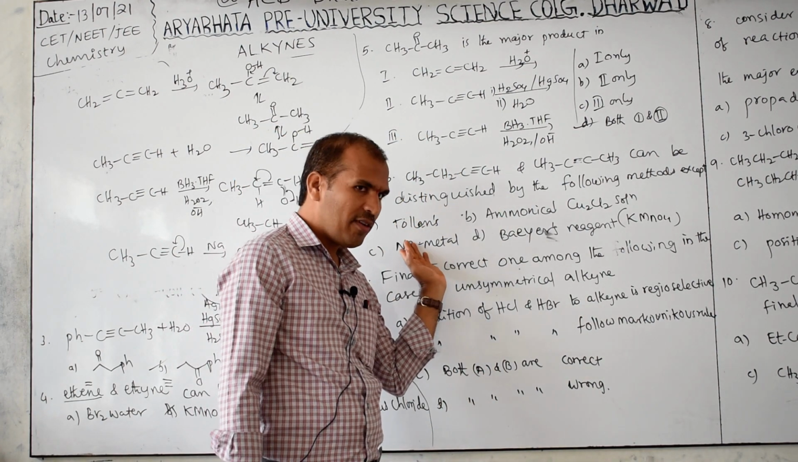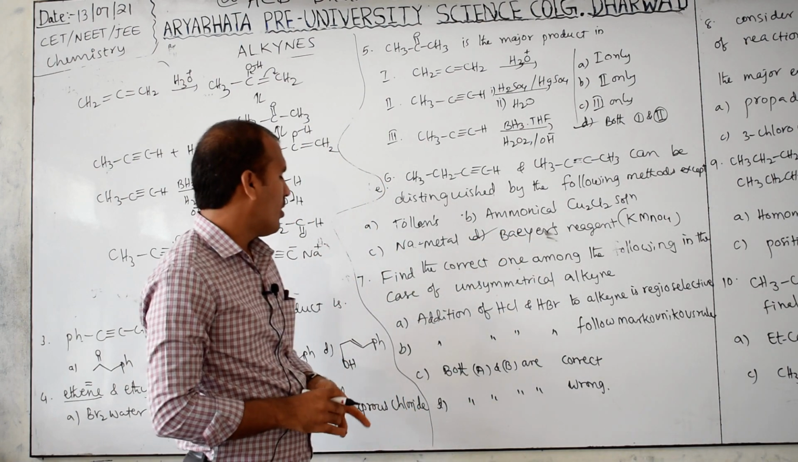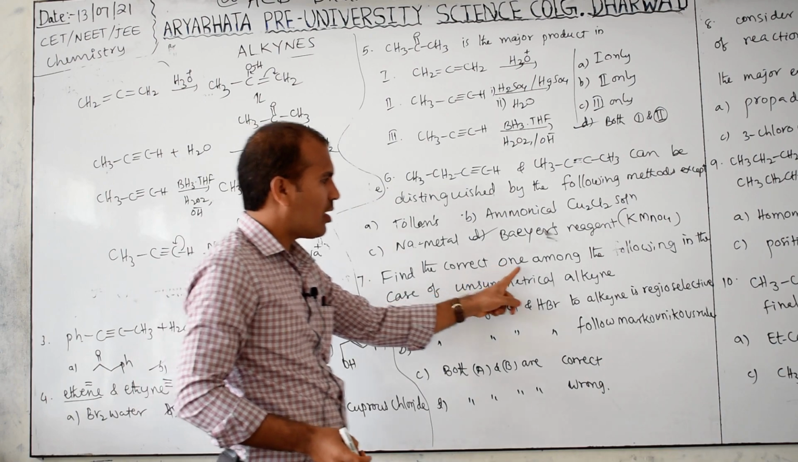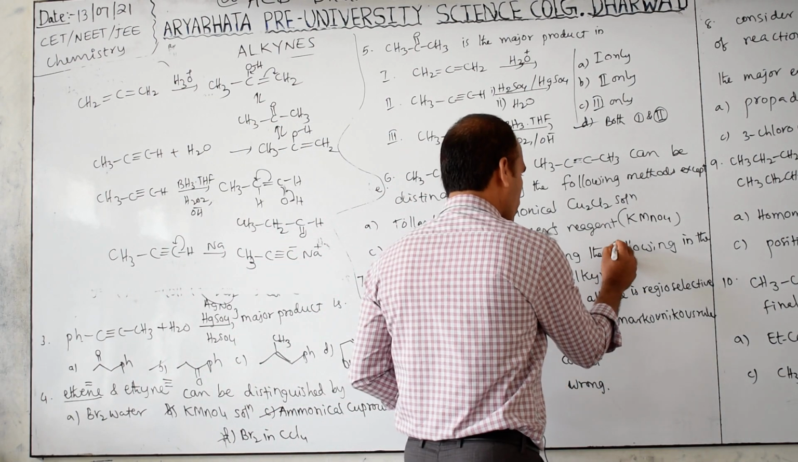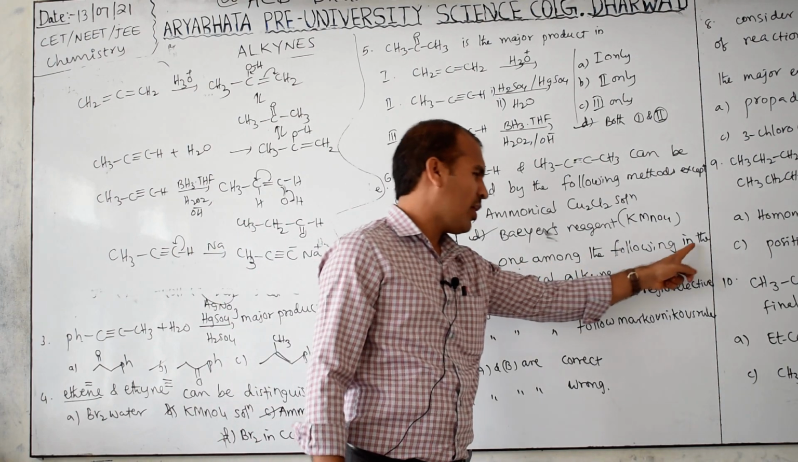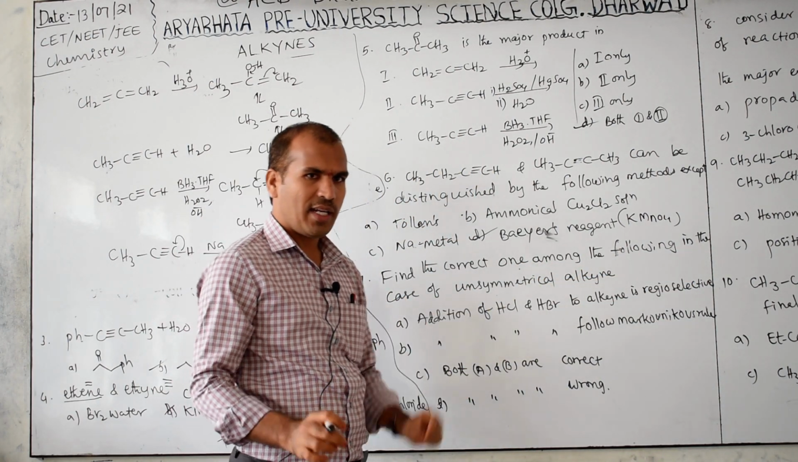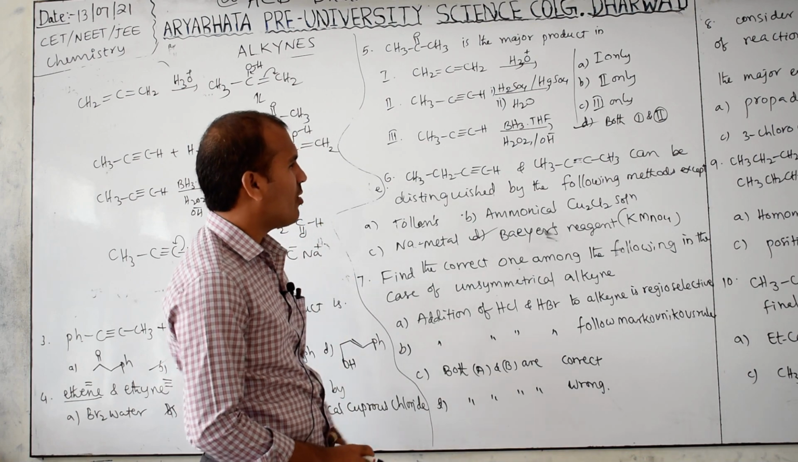All these we can identify, but except this. Therefore answer D. Find the correct one among the following in the case of unsymmetrical alkyne. Unsymmetrical alkyne meaning what is there?